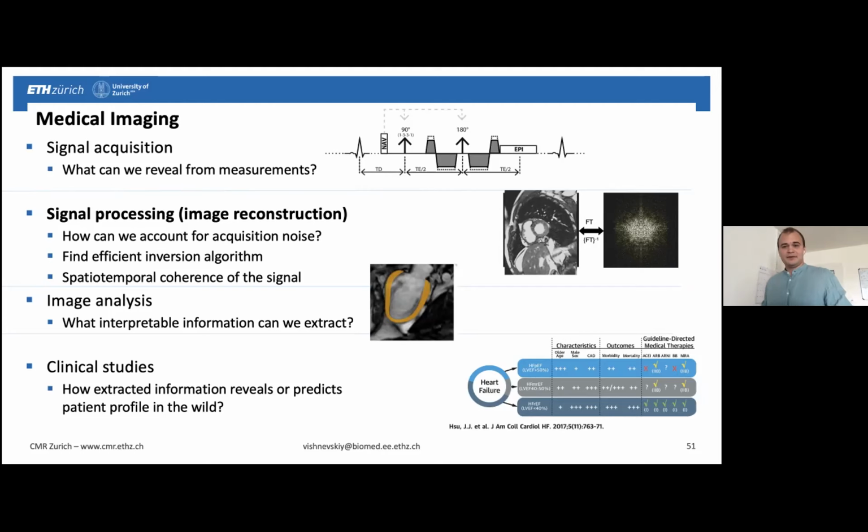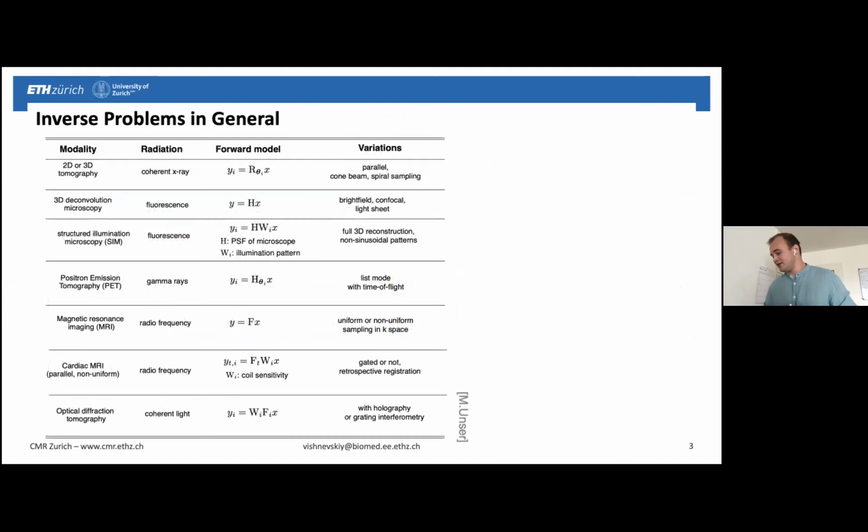As I said, the forward models for many imaging modalities can be described with a linear operator or, in many cases, with a matrix. Here, to convince you, there is a list of different medical imaging modalities that shows the structure of the linear operator that explains the acquisition process with each modality.